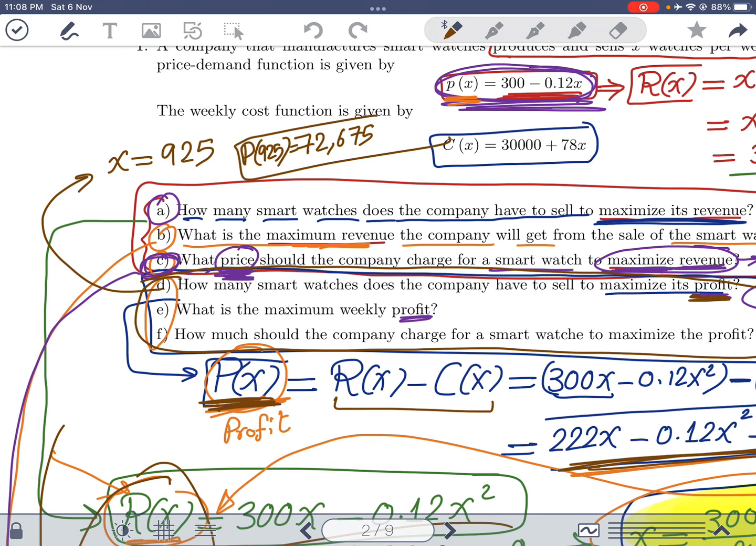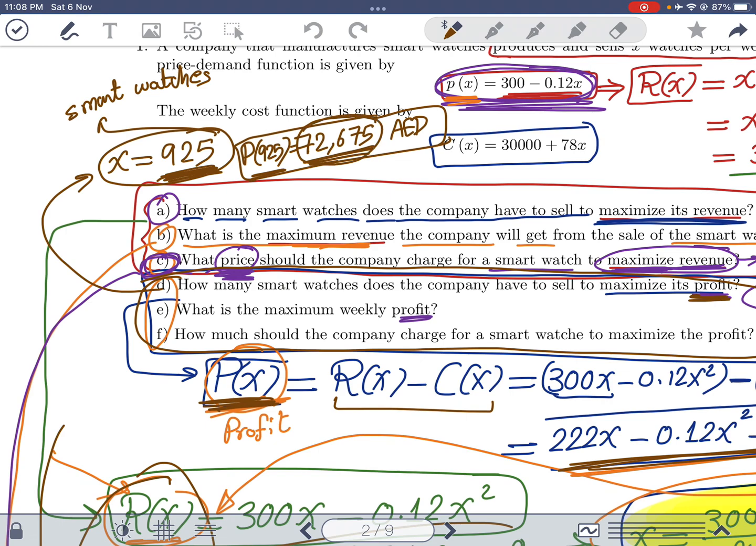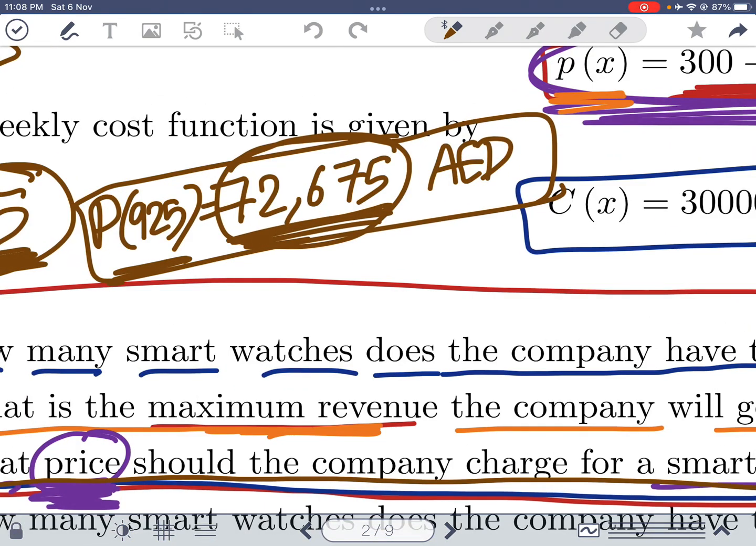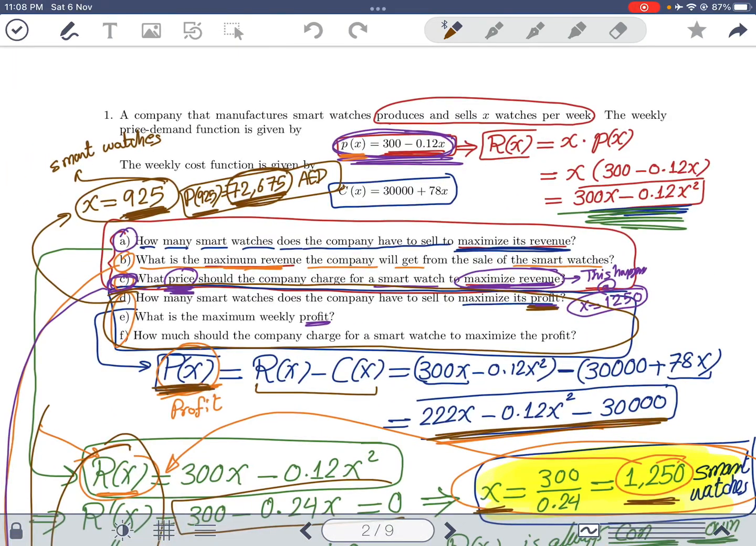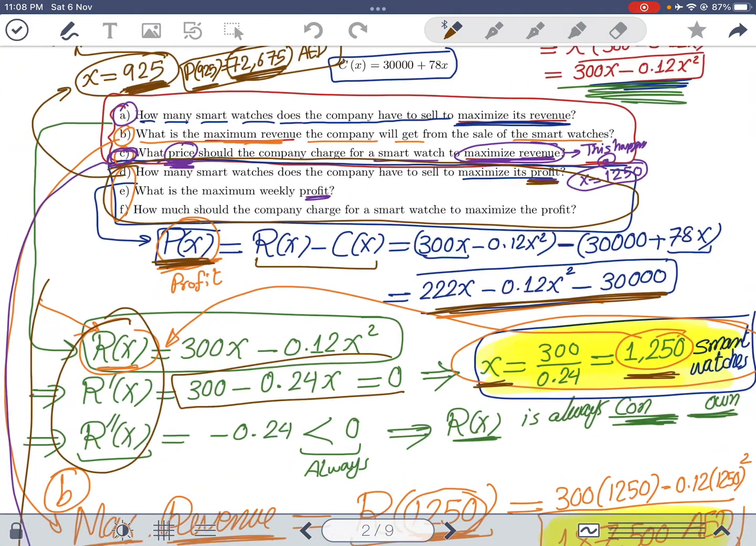So this will be, of course, in dirhams. So a weekly profit of 72,675 when the production quantity is 925 what? Smartwatches. So they're just telling you that if this company produces 925 smartwatches, this will maximize their profit, and the maximum profit will be this. Maximum weekly profit is 72,675.